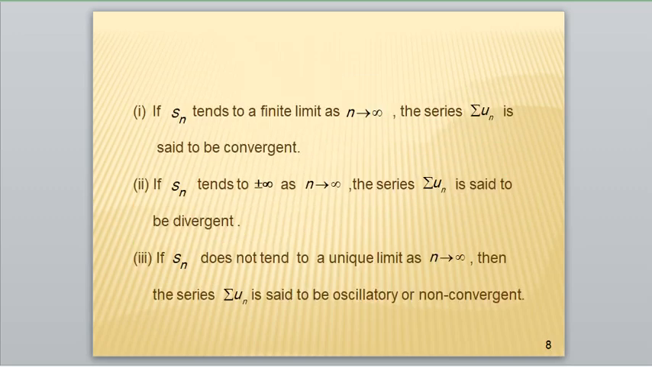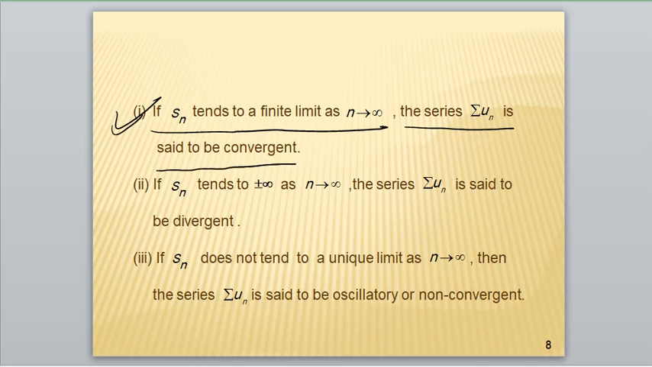And what are the three possibilities? These are the three possibilities. First one, if Sn tends to a finite limit as n tends to infinity, the series un is said to be convergent. So if Sn tends to a limit L as n tends to infinity, then the series un is said to be convergent.